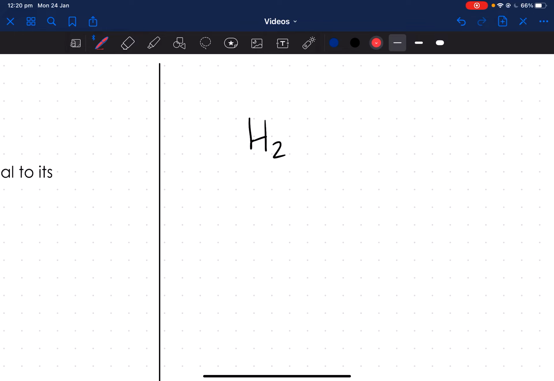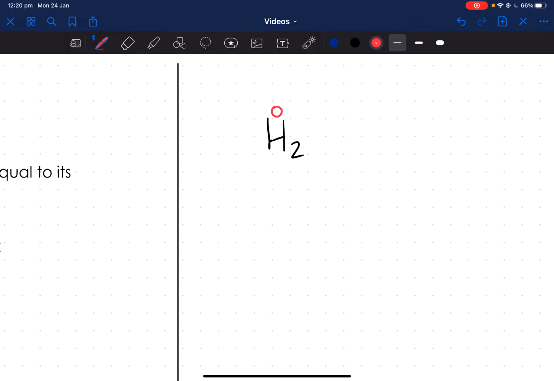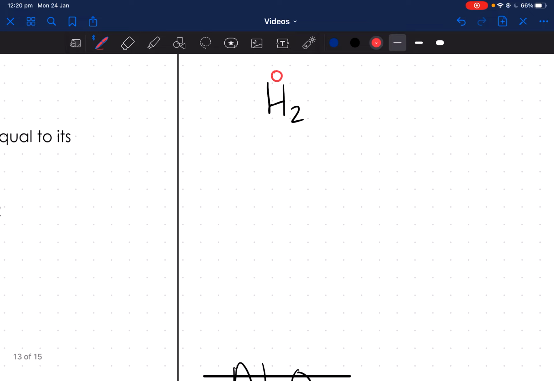So H2 is by itself. That means going to rule number 1, it must equal 0. So when we write oxidation numbers, we put them at the top with a plus or a minus or nothing if it's a 0. So that is H2.